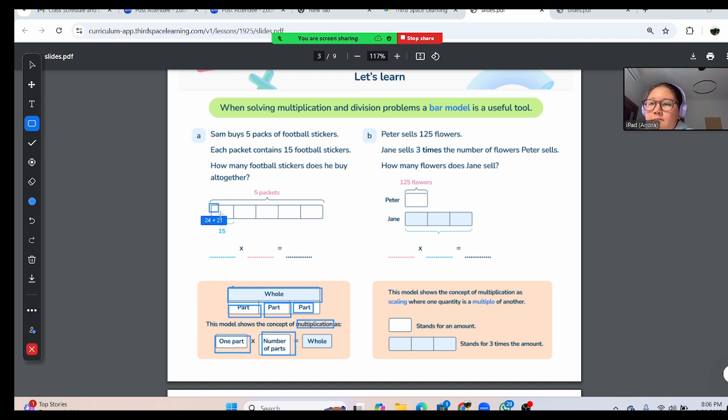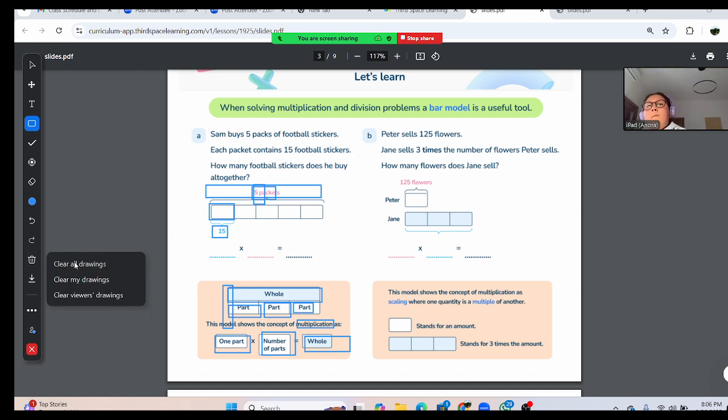In one part, how many stickers were there? 15. And how many total number of parts are there? 5. And we multiplied 15 with 5 and we got 75, right? That's how we got the whole. Whole means the total, right? So are you getting the concept?